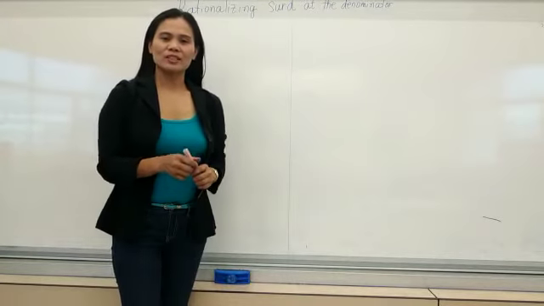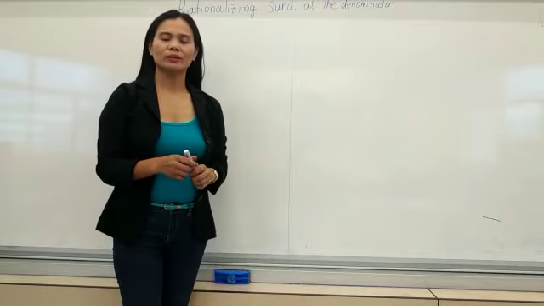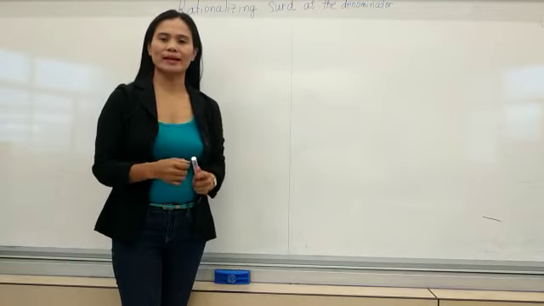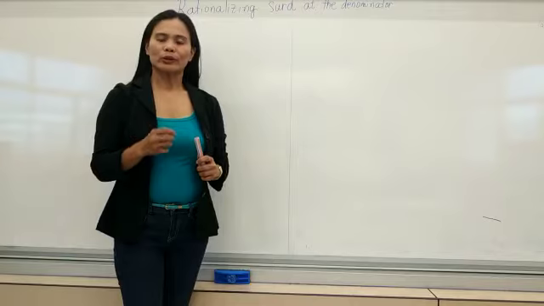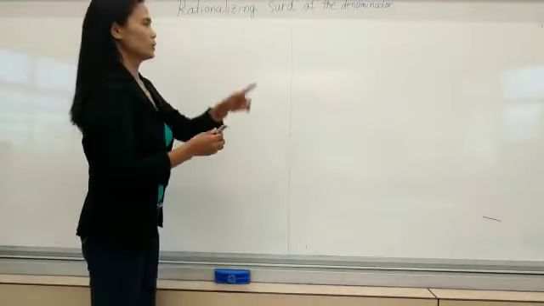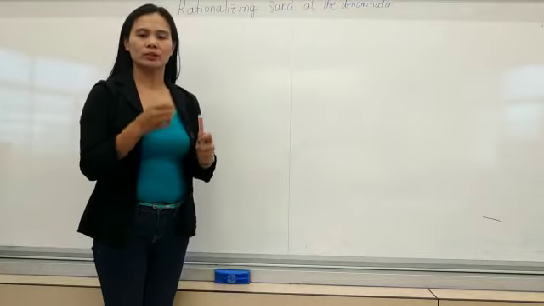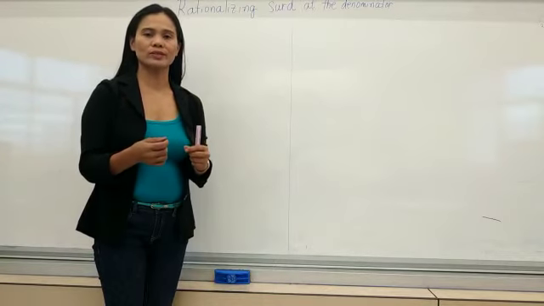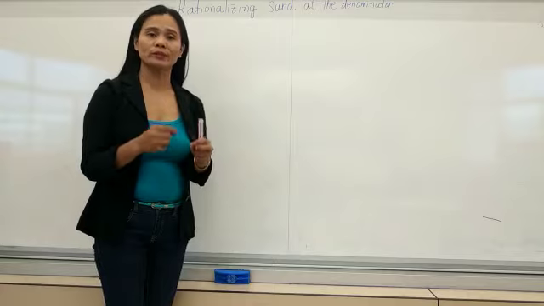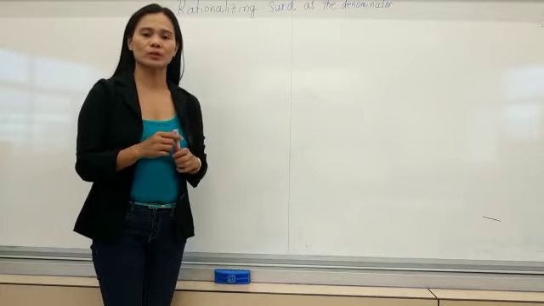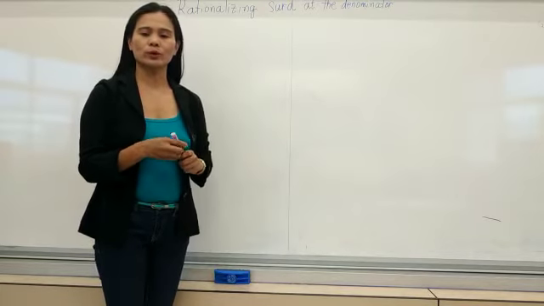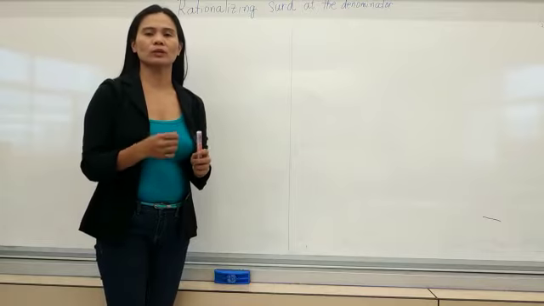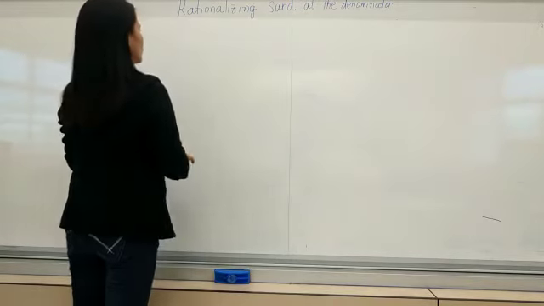The topic in this video is rationalizing the surd at the denominator. Rationalizing the surd at the denominator means we're going to avoid the surds at the denominator. And the second one is we're going to get the conjugate of the denominator.